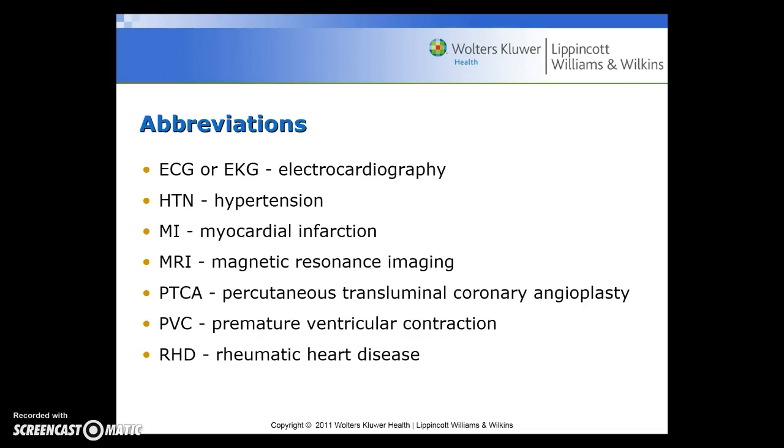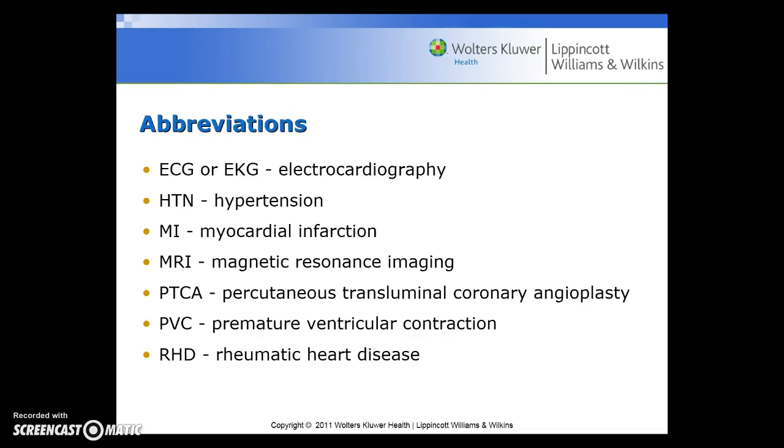A PTCA is percutaneous transluminal coronary angioplasty. A PVC is a premature ventricular contraction. RHD is rheumatic heart disease. And that's it, that's the end of this chapter.